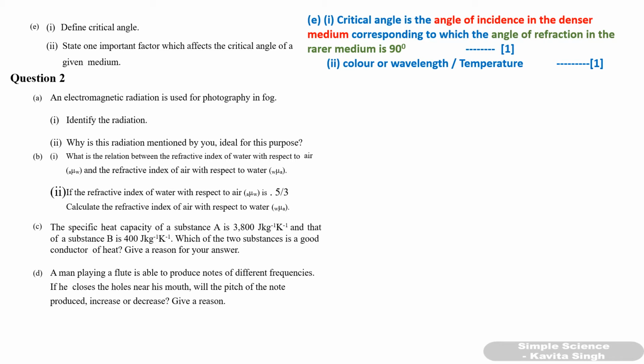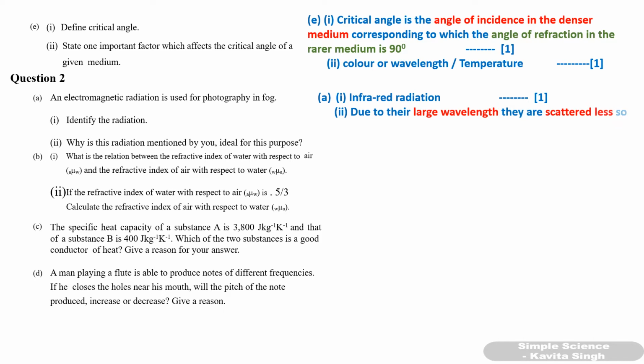Now next, question number 2A. An electromagnetic radiation is used for photography in fog. Identify the radiation, first part, and why is this radiation mentioned by you ideal for this purpose. That means you have to give reason why it is used. So the radiation is infrared radiation. Don't write IR for that. Write in complete words. Infrared radiation, 1 mark.